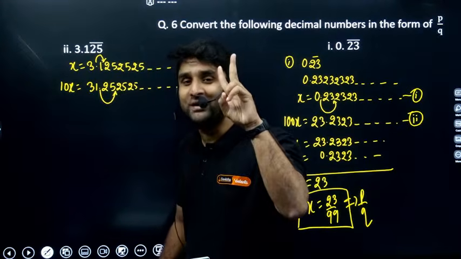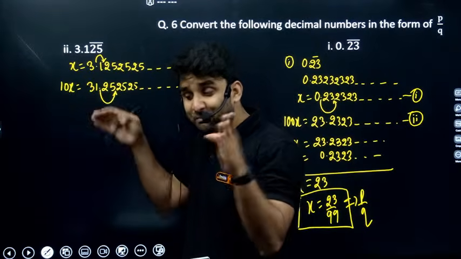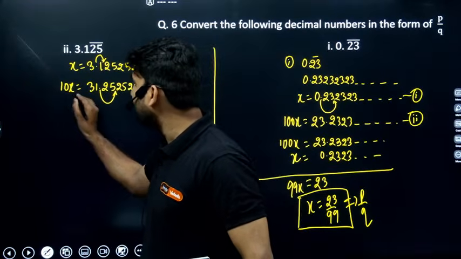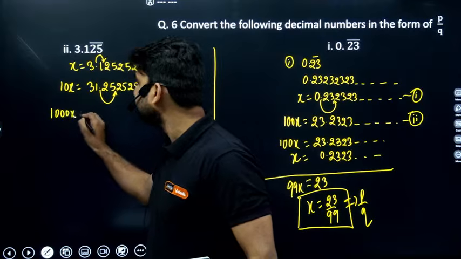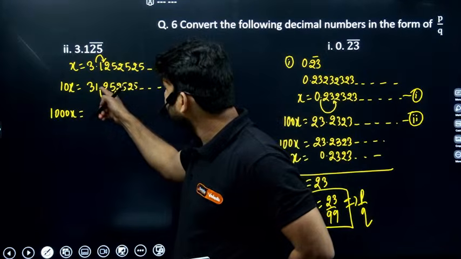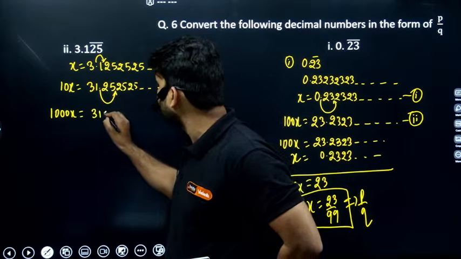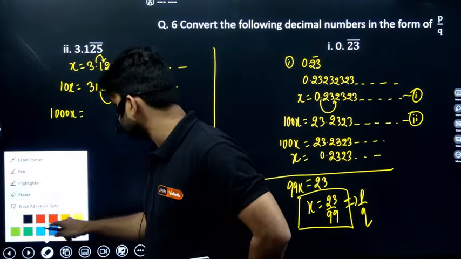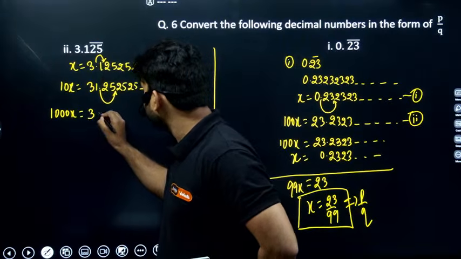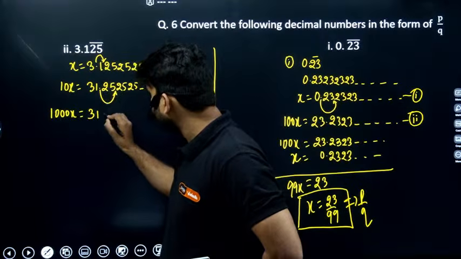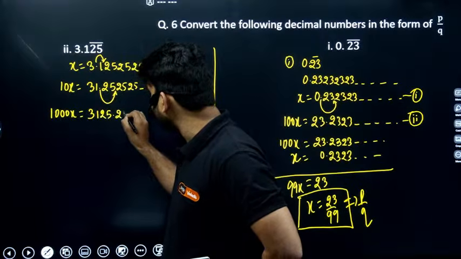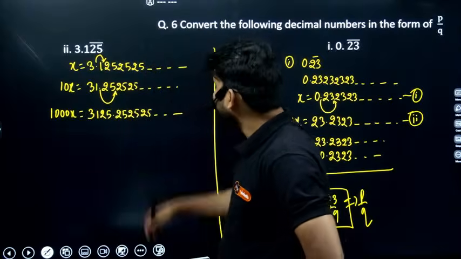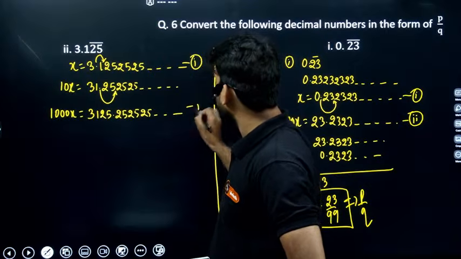So we are shifting the decimal two places, behind 25. So we have to multiply with 100. If you multiply this equation with 100, it will become 1000x, since 100 into 10 is 1000, and this point will go there. So this will be 3125.25 and so on. Let's call this equation number 1, and let's call the other equation number 2.